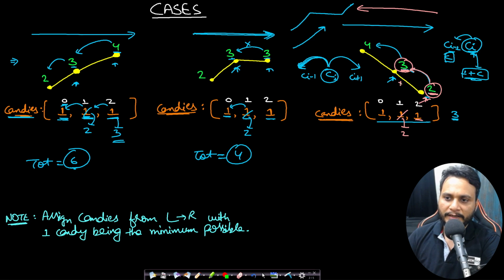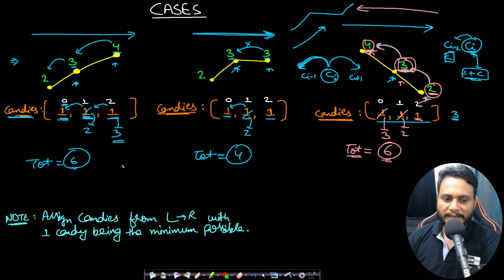And now if you again repeat the process, since this 3 rating is smaller than 4, or you can say that 4 is larger than 3, so the number of candies to be assigned to this child will be 1 greater than whatever you assign to this 3 rated child, so that has to be 3, right? And that is why once you do the right to left parsing, then you get the actual count to be 3 plus 2 plus 1, which is 6.